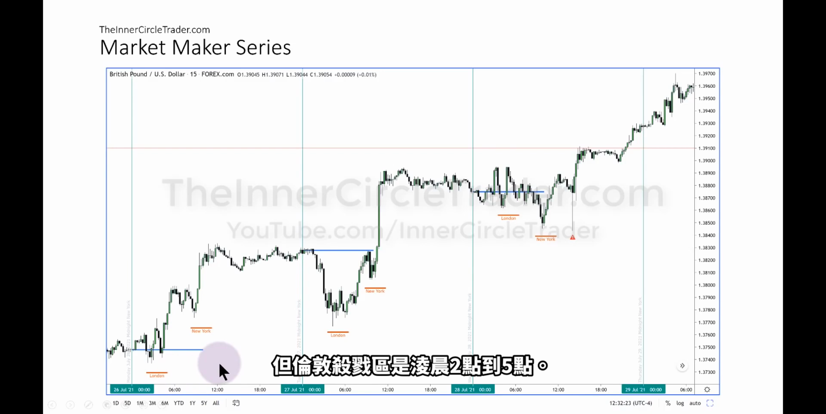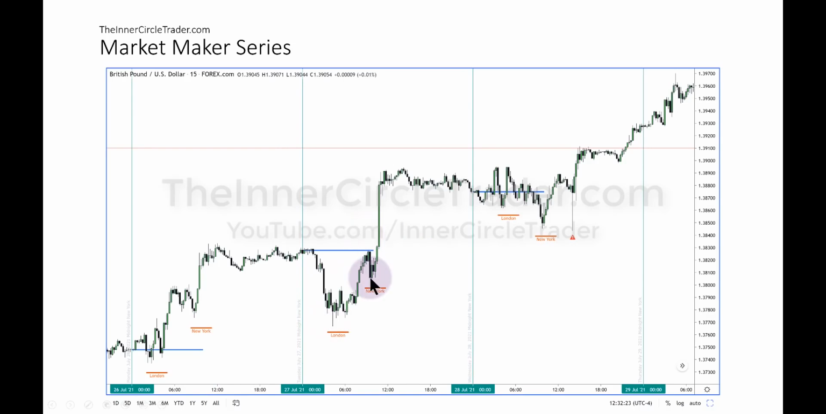But the London kill zone is 2 o'clock in the morning to 5 a.m. New York is 7 a.m. to 10 a.m. And if you want to use the New York session time, not the New York kill zone, the New York session time is 8:30 in the morning to 11 a.m. New York time. But each turning point that occurs at these kill zones sets up a really nice run in price. See that little short-term low right there? It trades down below it and then takes off.